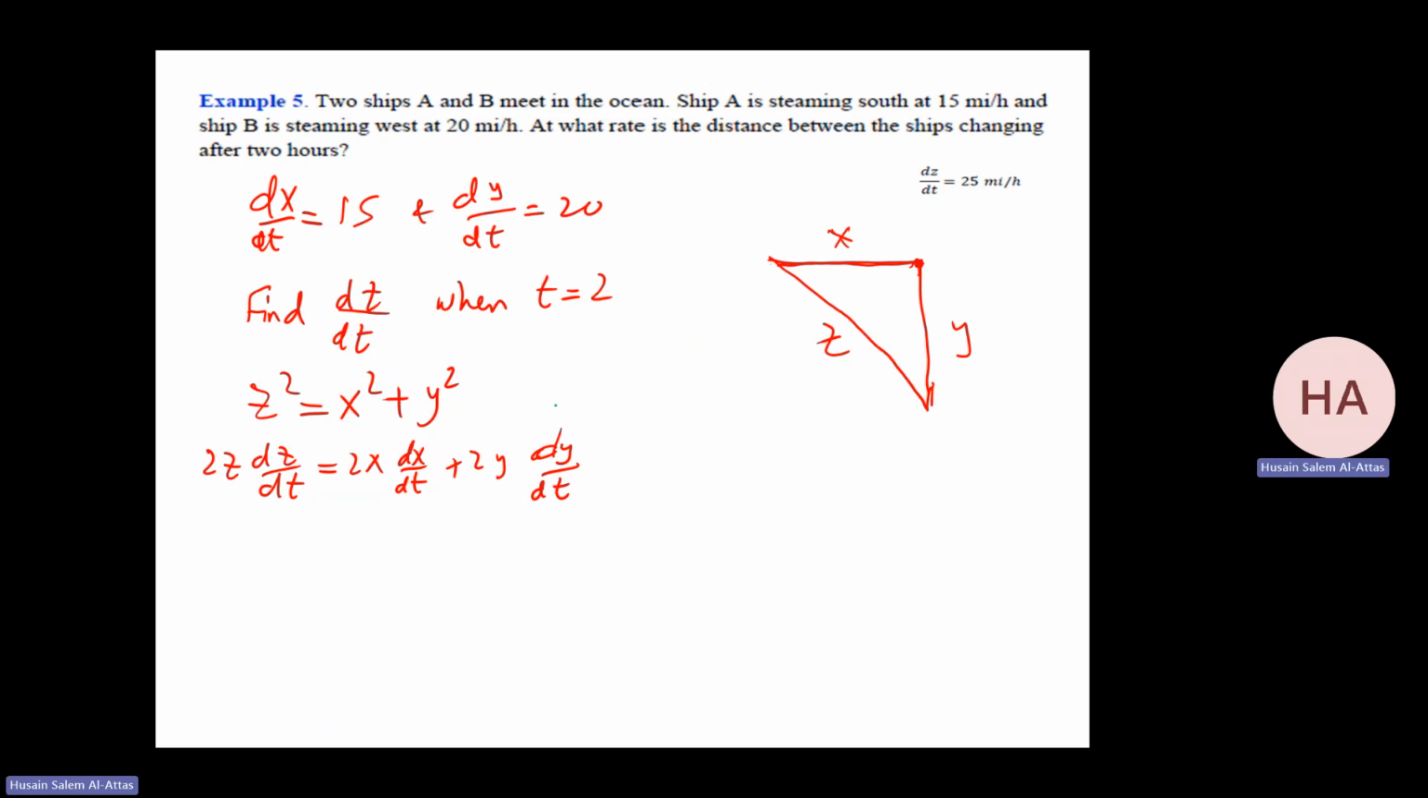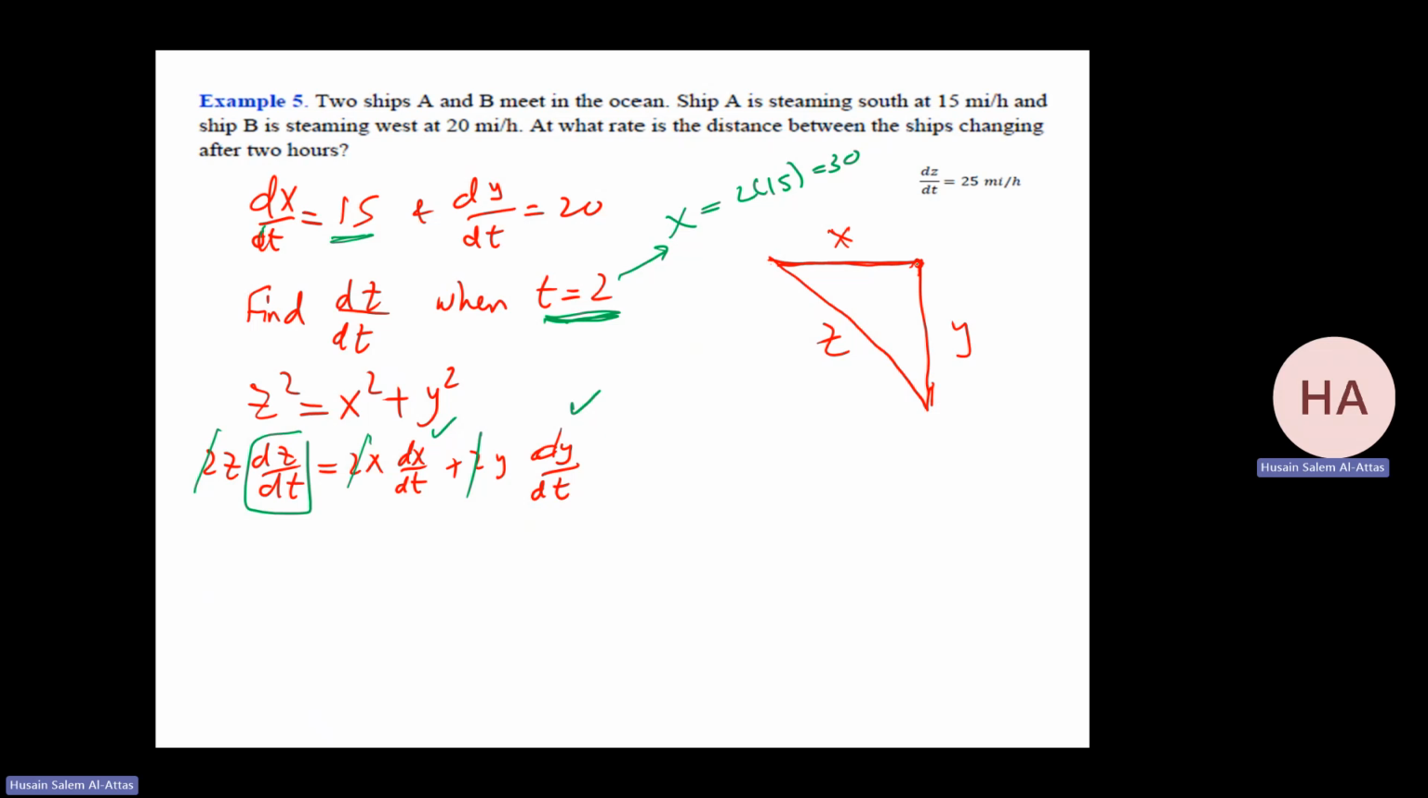So this is given, this is given, this is what I want. So what is x and y? The 2 can cancel, we can cancel the 2. No worries. How to find x and y? He said t equals 2. So if the speed is 15, after 2 hours means what? x will be 2 times 15, which is 30.